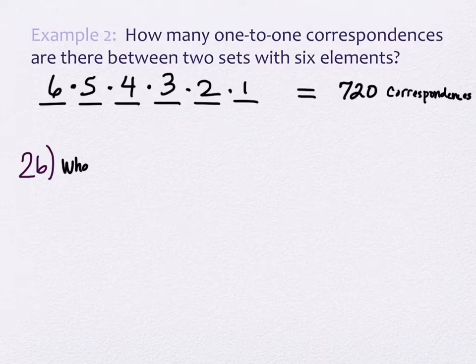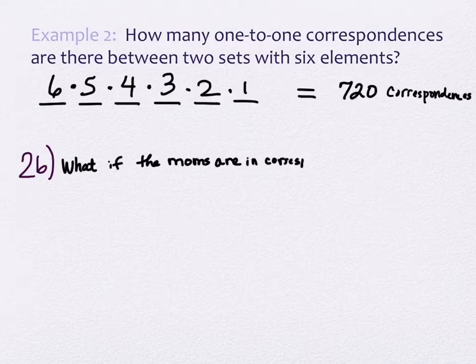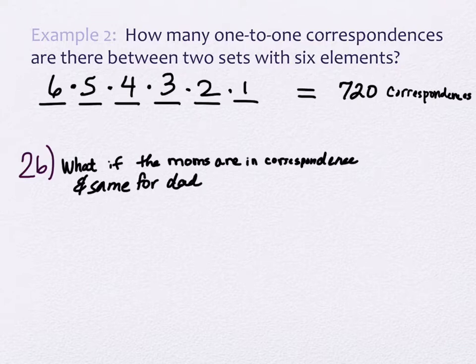And my condition is going to be, what if, by default, this is how it really works, right? What if the moms are in correspondence by default? And same for dads. So there's some conditions on it now, right? I mean, I still have my same 6 lines that I had before.